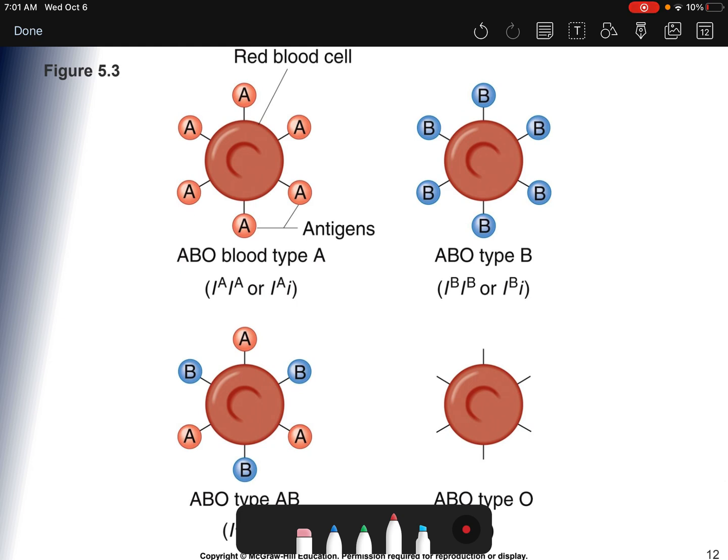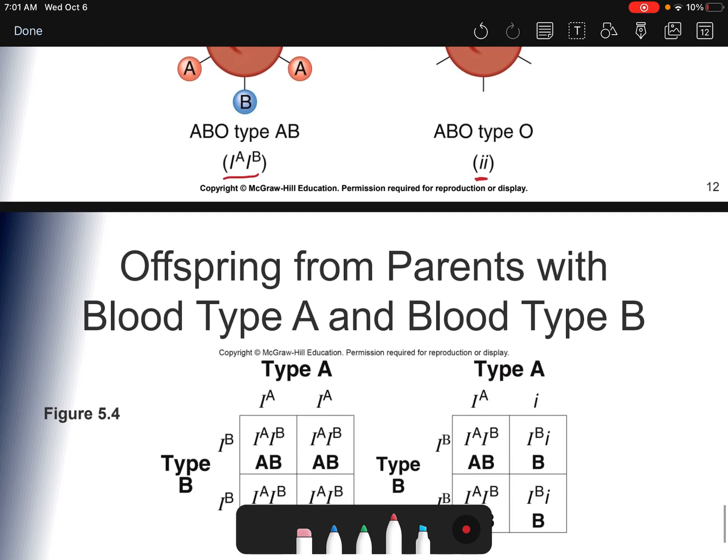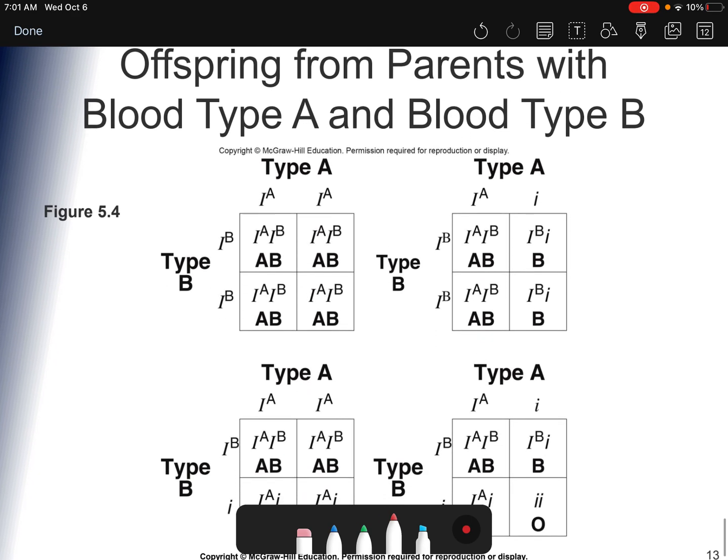So this is what your red blood cells would look like depending on what type of blood type you have. Notice you can either be homozygous for A or heterozygous. Same with B, homozygous or heterozygous. And then this is how we'd write if you had AB blood. And if you had type O blood, that means you inherited two of the recessive little i's. You have no antigens on the surface of your red blood cells.